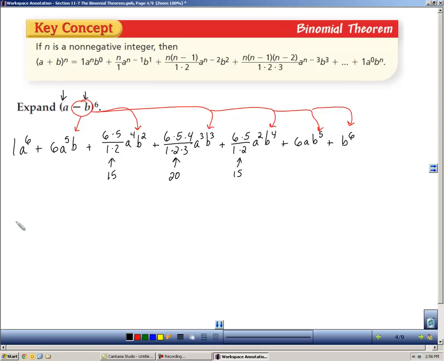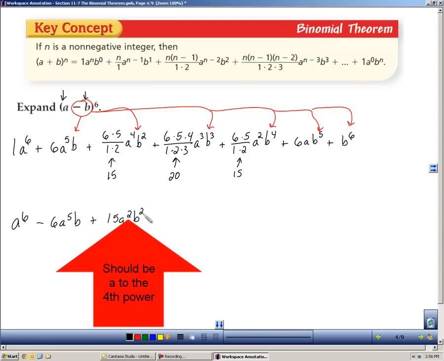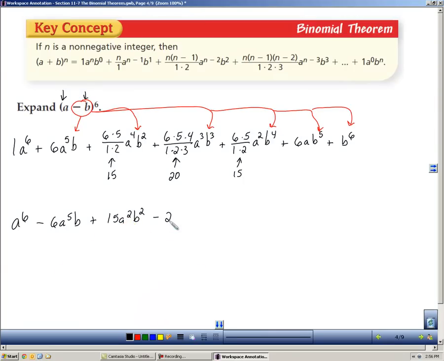So as I write the whole thing out, I'm going to get an a to the 6th. This one's going to be a minus 6a to the 5th b. The minus comes from the negative b there. Plus 15a squared b to the 2nd. The reason it's a plus is because the b is being squared. Minus 20a to the 3rd b to the 3rd. The reason it's minus is because the b is to an odd power. Plus 15a squared b to the 4th, minus 6ab to the 5th power, and then finally plus b to the 6th power.